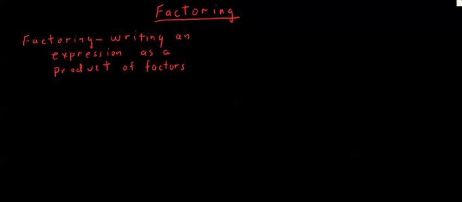All right, let's begin. Factoring is writing an expression as a product of factors. And what I mean by that is if you take the number 6, if I write it as a product of factors, it could be 2 times 3. I have factored this number. I've written it as a product, multiplication, of factors. Well, we're going to be doing that with expressions. For instance, 4x plus 2. We want to factor this.